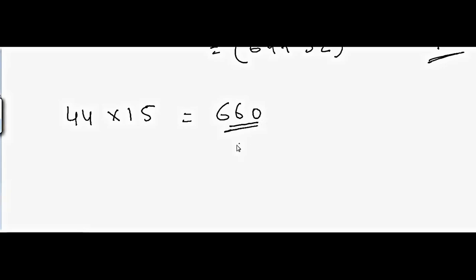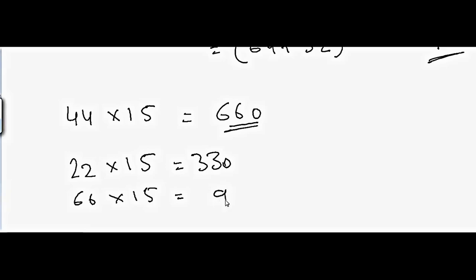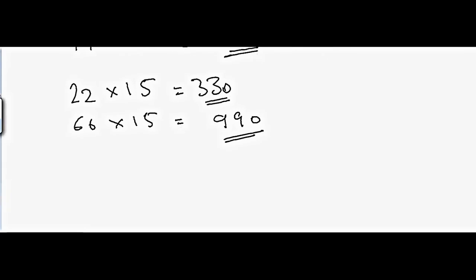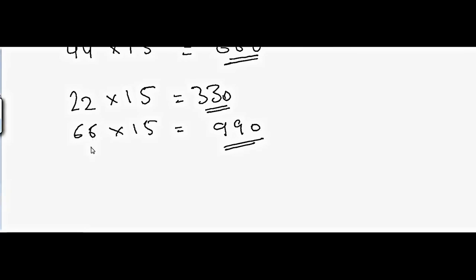Suppose I want to multiply 22 by 15, that will be equal to 330. And if you want to multiply 66 by 15, that will be equal to 99 and 0. As you can see, I'm using simple numbers, but you can always go to complicated numbers and do the same kind of calculations.